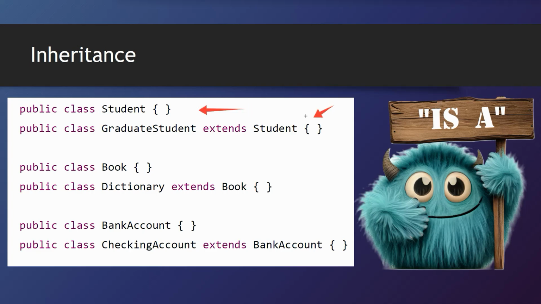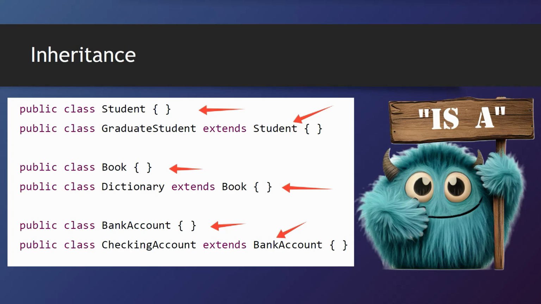Some classic examples of inheritance relationships are student and graduate student. A graduate student is a student. It's just a specific kind of student. Book and dictionary. A dictionary is a book. It's just a specific kind of book. And bank account and checking account. A checking account is a bank account. It's just a specific kind.